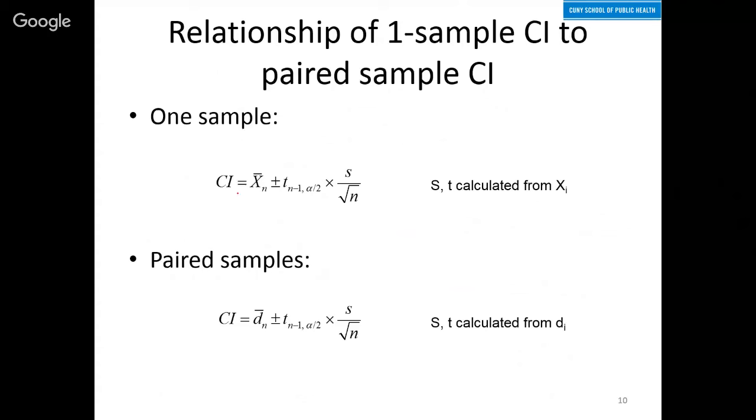So in constructing a confidence interval, it is the same thing. The x bar, the mean of your sample, gets replaced with a d bar, the mean of your differences. And the s here is calculated from the differences. So it's exactly the same, except you're working with differences instead of just the values themselves.